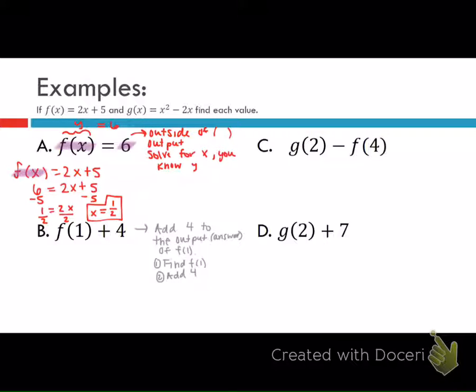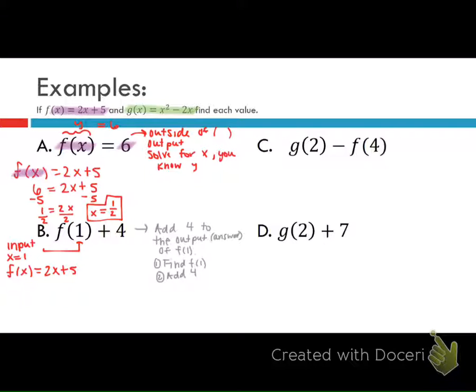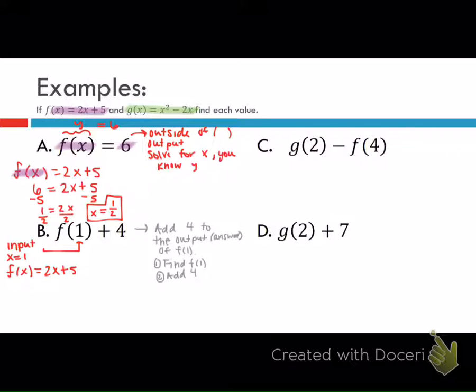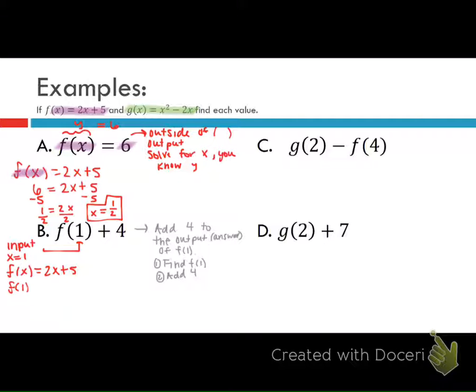So, is this the input or the output? Is 1 inside or outside? It's in, so it's input. So x equals 1 is what that's saying. So I'm going to go to f of x, which is 2x plus 5. My equations are up here again. They won't always be those two equations, by the way. You'll have different ones on your homework. So we do f of 1.